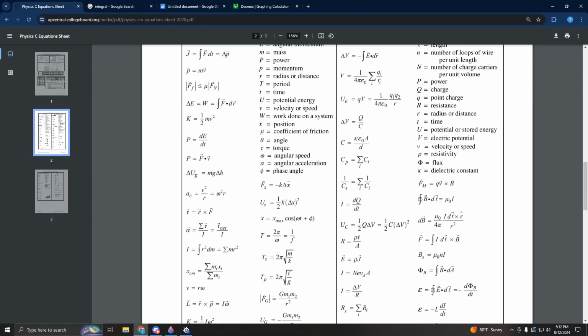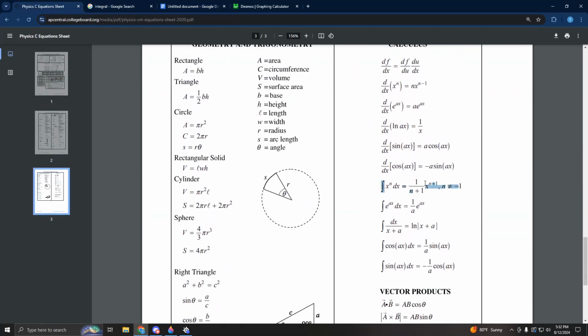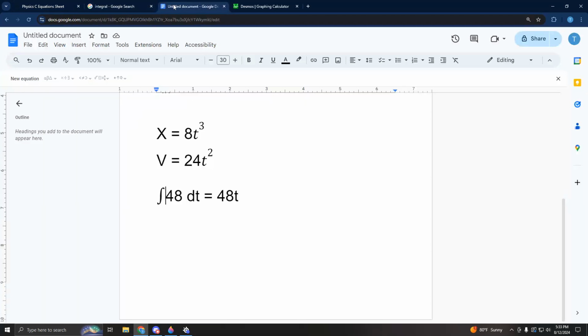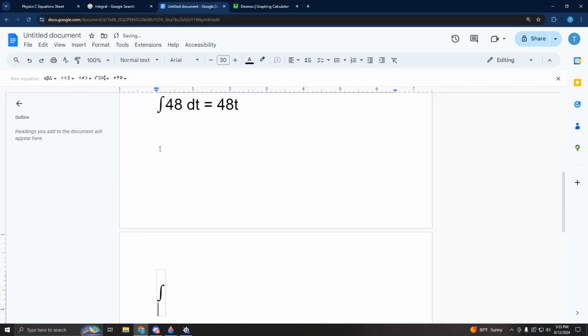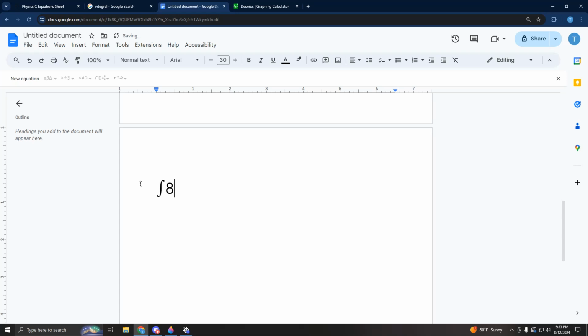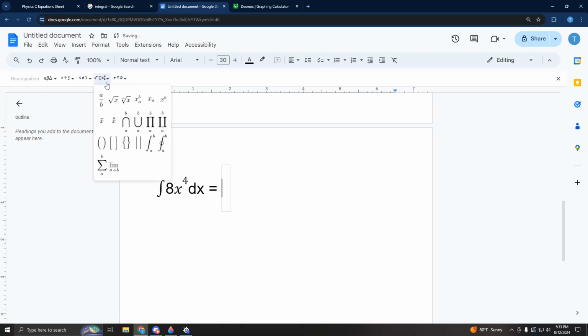And so this is then given on your formula sheet down here. This looks a little confusing. Integral of x to the n dx, that just means x is the variable, n is a constant, is 1 over n plus 1 times x to the n plus 1. Basically, if you want to take the integral of a function, let's just say any function, 8x to the 4th, then dx. To integrate this, you would first look at the exponent. This is a 4, so now you'd make it a 5.